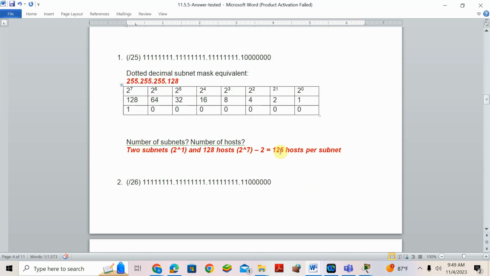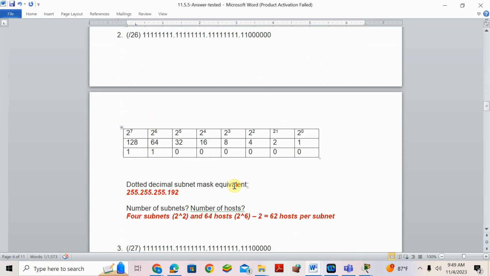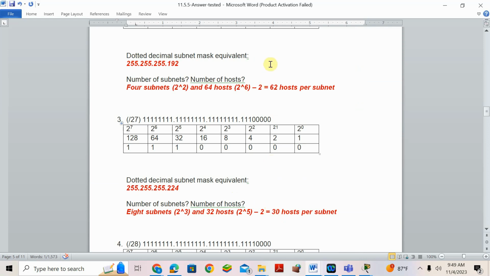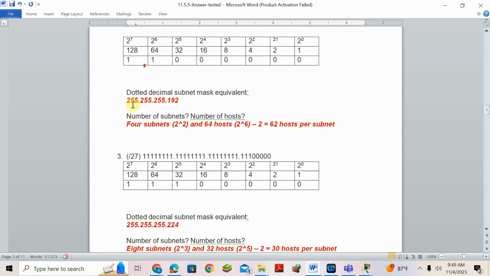See here, this one gives 126. We don't want that much. This one gives 62. Okay, this is above 50. The other one will be 30, not enough. So 62 is enough for the total required. Okay, this is the subnet mask. There will be 4 subnets and 62 host addresses.